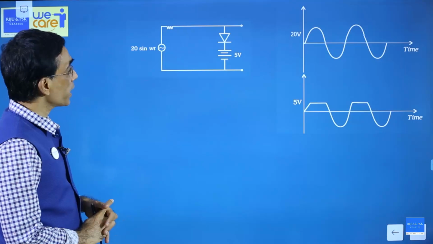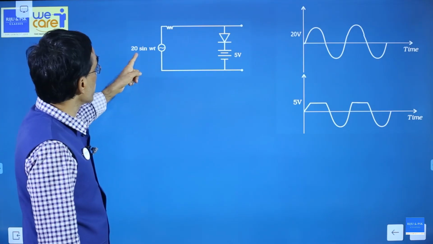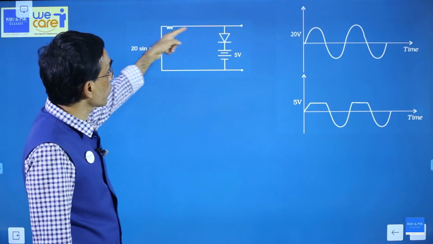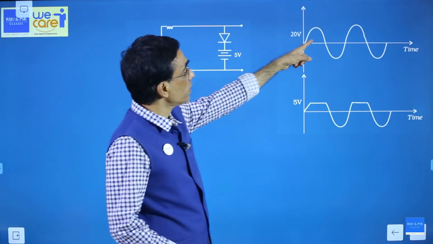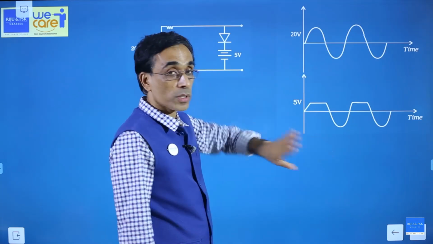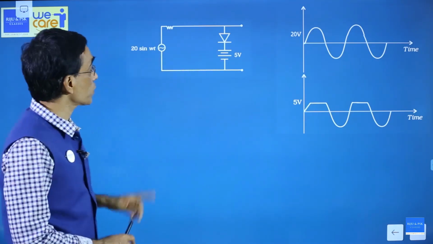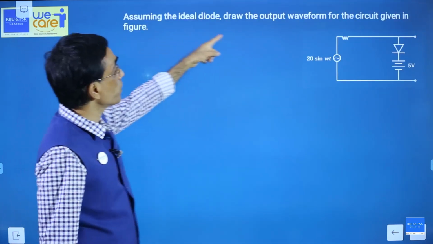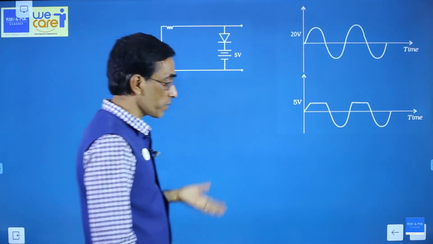Next one, again from NCERT exemplar. There is an alternating signal 20 sin omega t connected through a diode to a circuit like this. Okay, this is the input voltage and this is the output. The question is that draw the output voltage. So I am not presenting the entire question. The question is here: assuming diode to be ideal, what is the output waveform? So the output waveform will be like this.